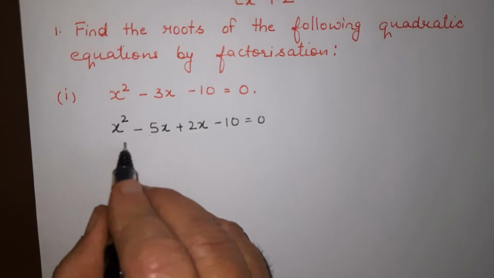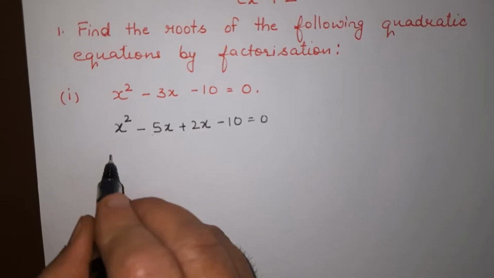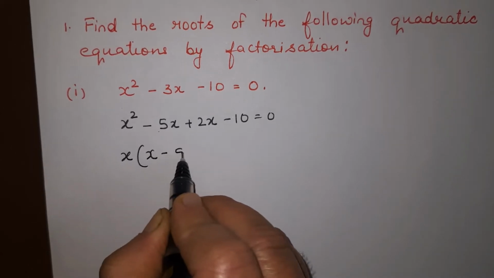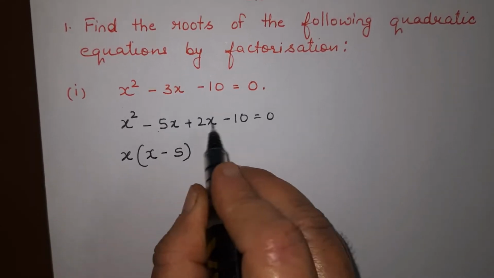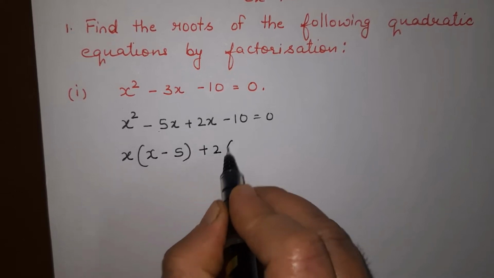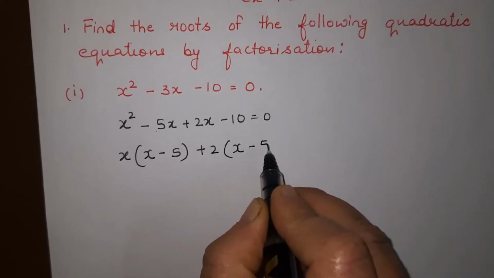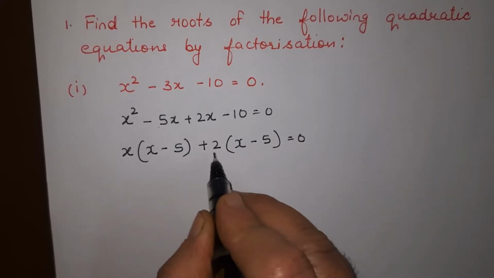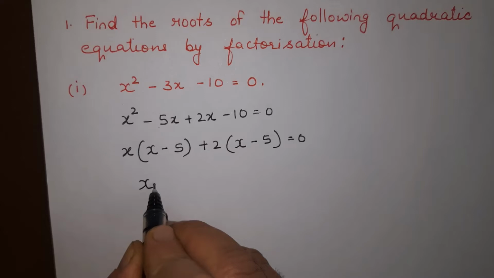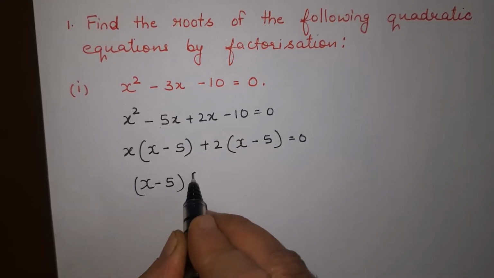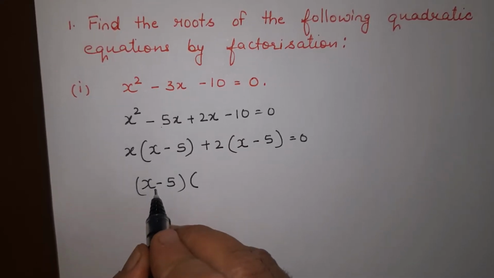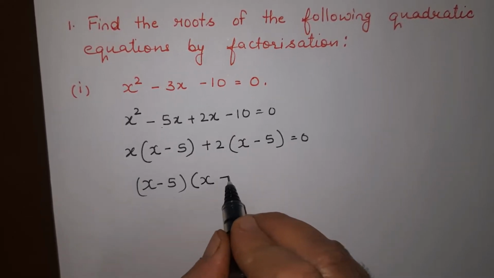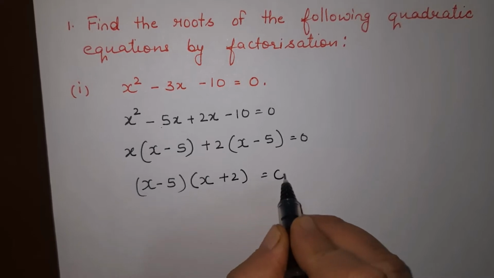Now we will take common factors from the first two terms. We can see x is common, so x minus 5 is left, and from the last two terms 2 is common, so x minus 5 is left. So from this term and this term, x minus 5 is common. Since we have taken x minus 5 outside, x is left from here and 2 is left from here. Now this is equal to 0.